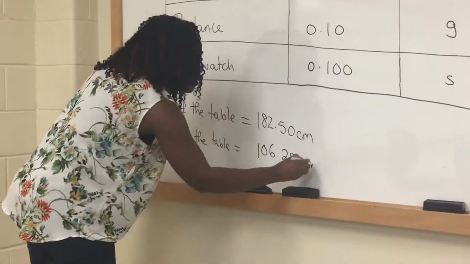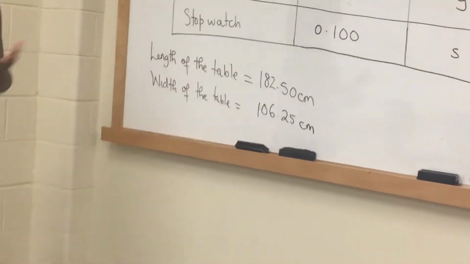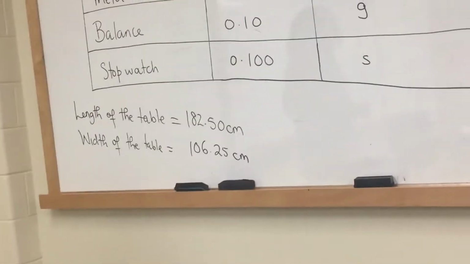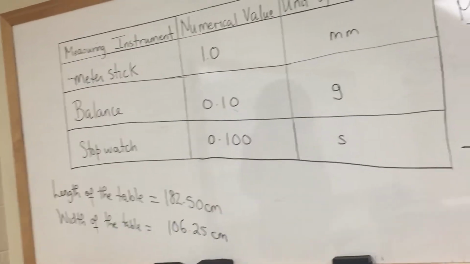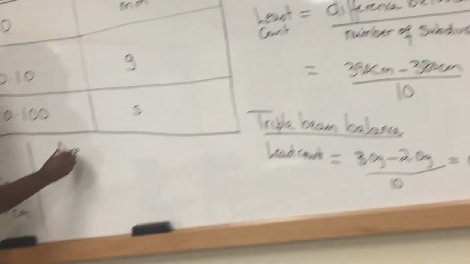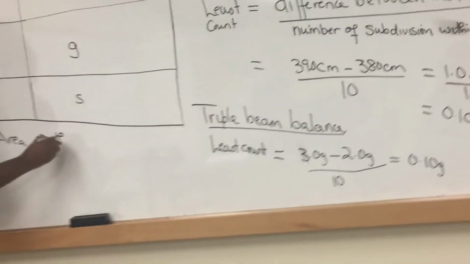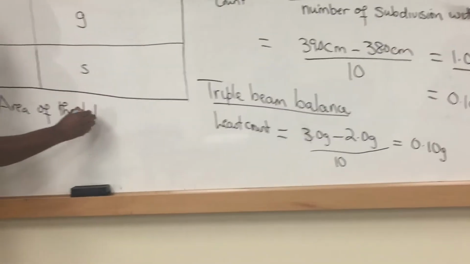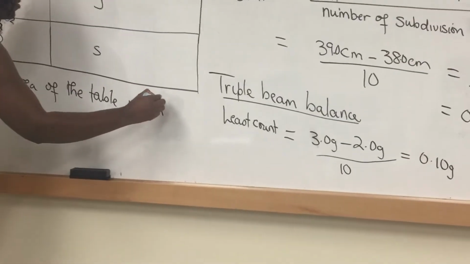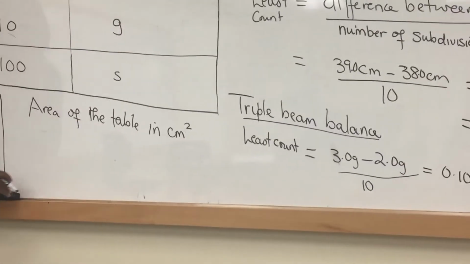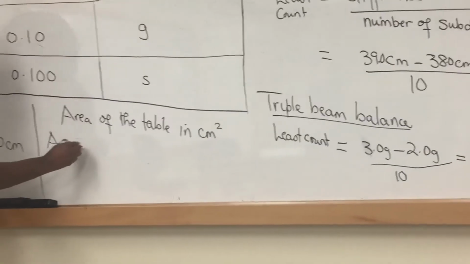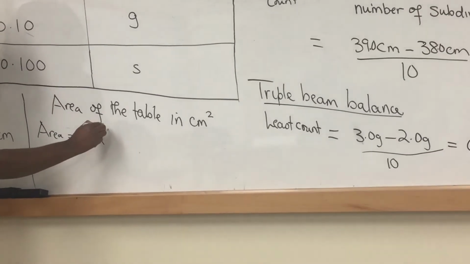So the width of the table is 106.25 centimeters. Now, once we have the width and length of the table, we can find the area of the table in square meters. So to find the area of the table, we can first find it in square centimeters. So area equals length times width.